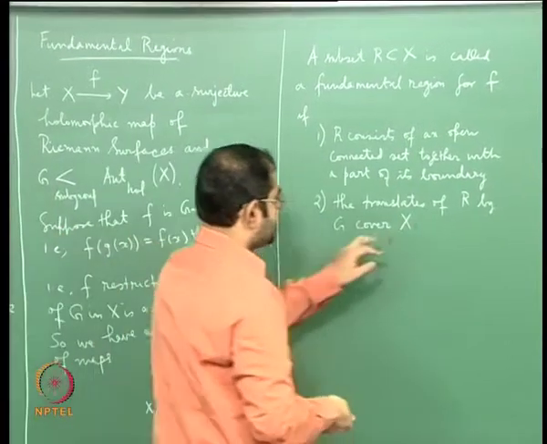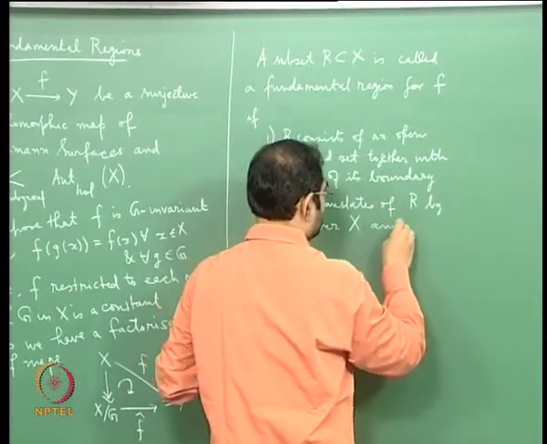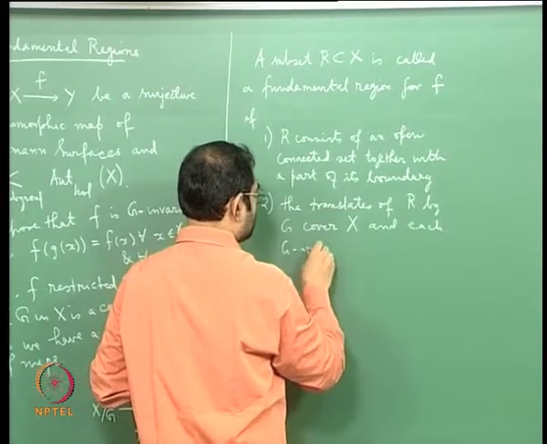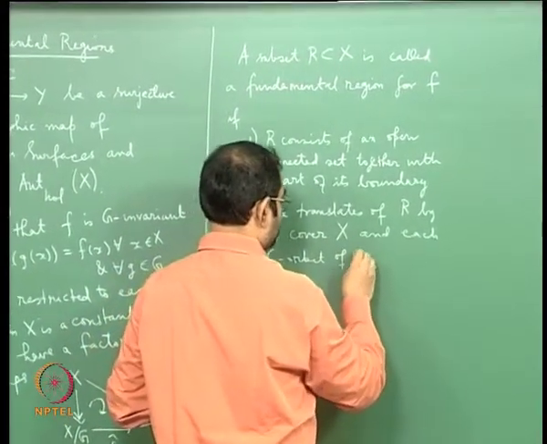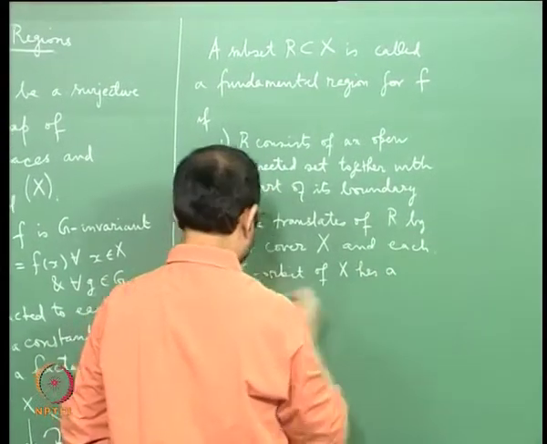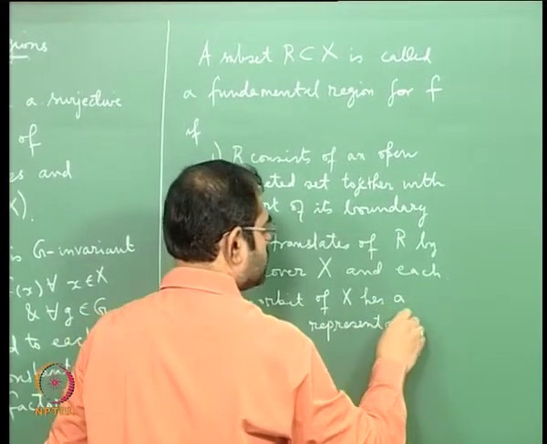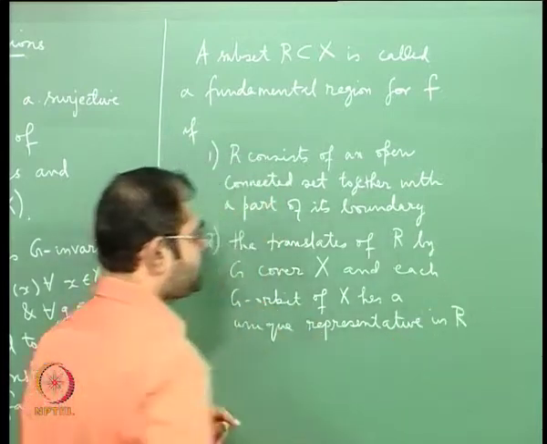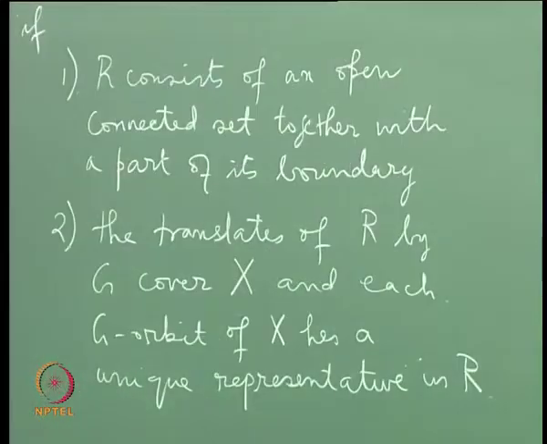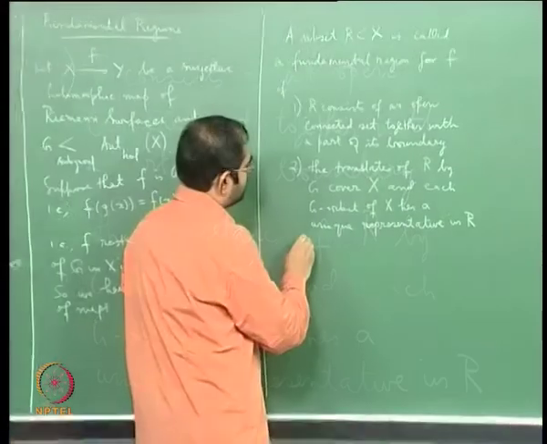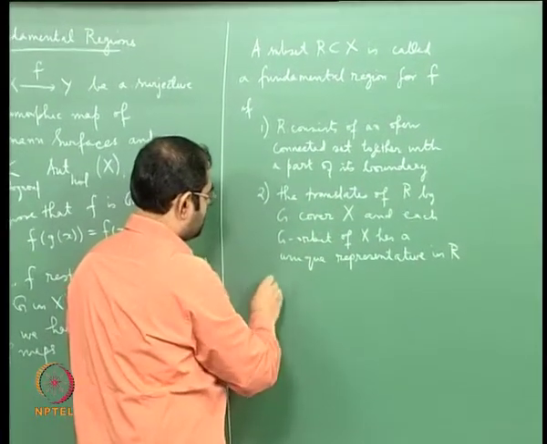So the translates of R by G cover X, and each G orbit of X has a unique representative in R. Of course, if I just say each G orbit of X has a unique representative in R, that already means that the translates of R by G cover X. But this is more, I want only one representative. And the third thing is F.